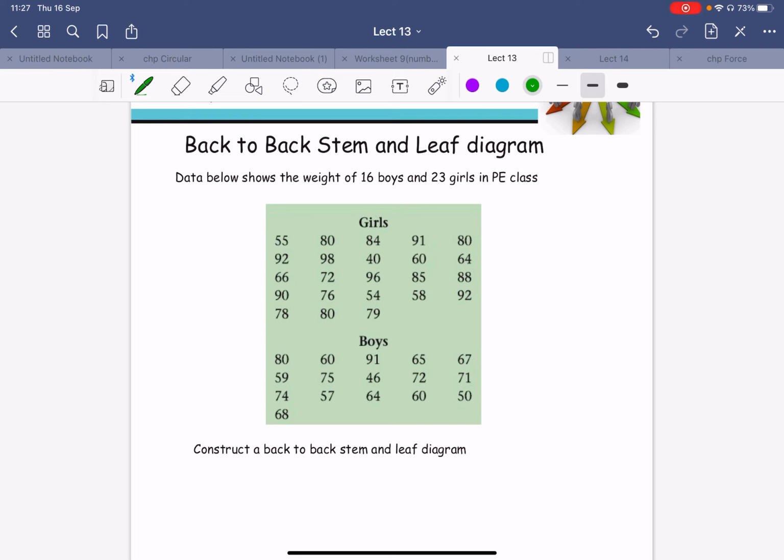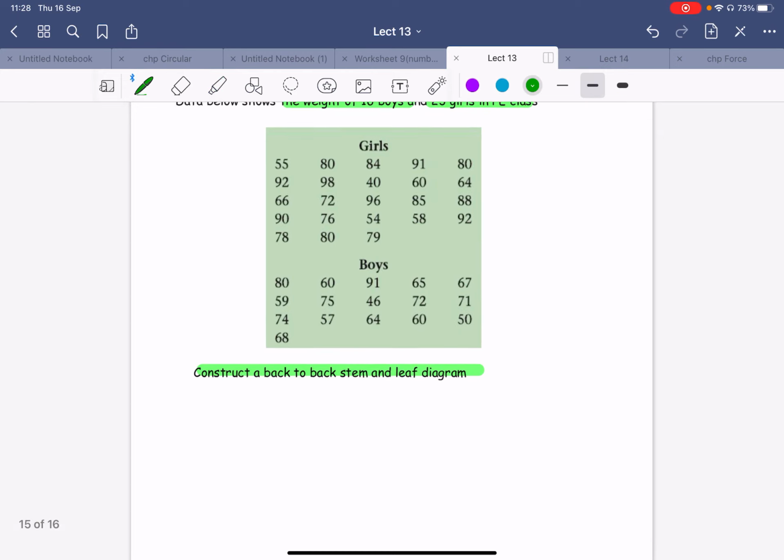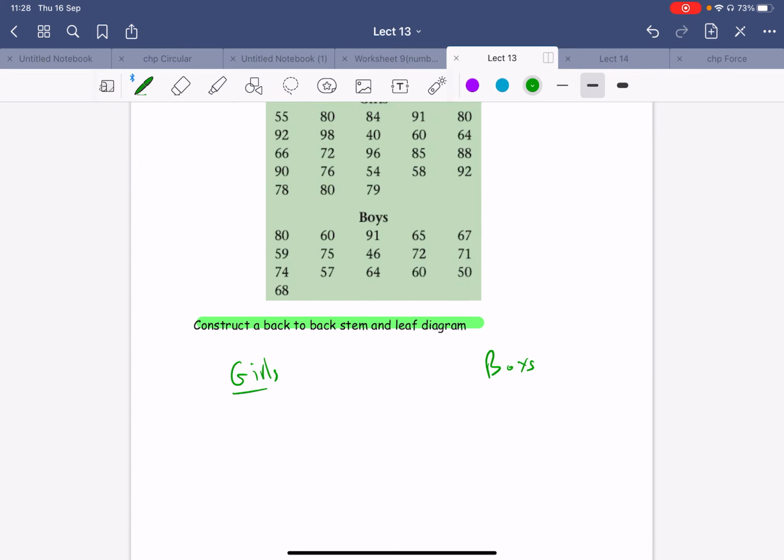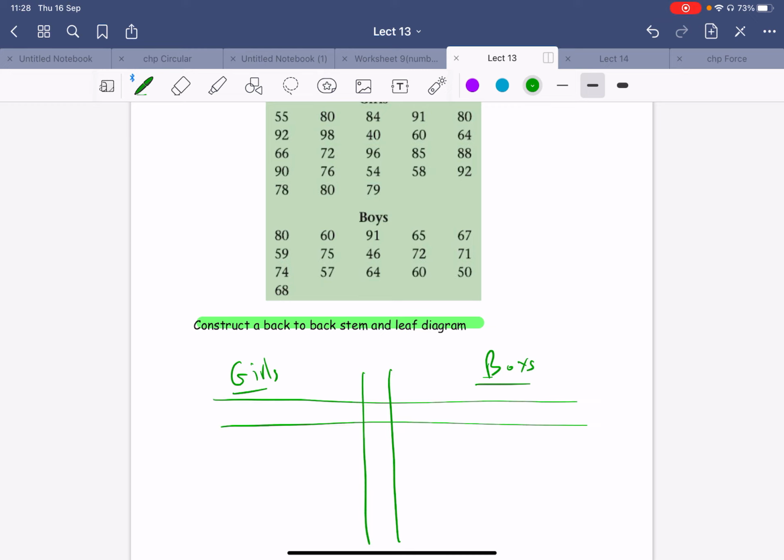Now you're given the weight of 16 boys and 23 girls in a PE class. Construct a back-to-back stem and leaf diagram. So again, we're going to start. It's up to you. You can put girls here, and then you can put boys here. So you're going to make these two columns. This is called back-to-back stem and leaf.